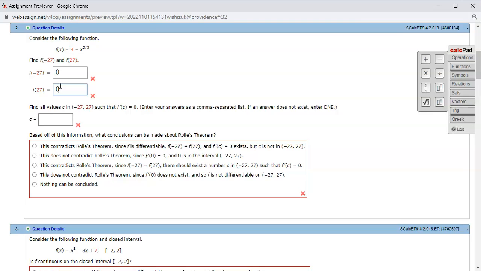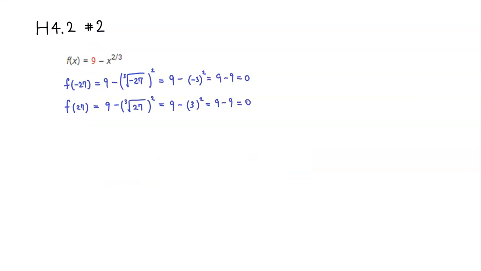And then it says for all values c in between negative 27 and positive 27 such that f prime of c equals 0. So let's find the derivative first. f prime of x is the derivative of 9, which is 0, and then the derivative of negative x to the 2/3 power would be negative, put the 2/3 in front, x to the, subtract 1 from the power, so negative 1/3. If you rewrite it, this is negative, 2 on top, and on the bottom you have 3 times the cube root of x.